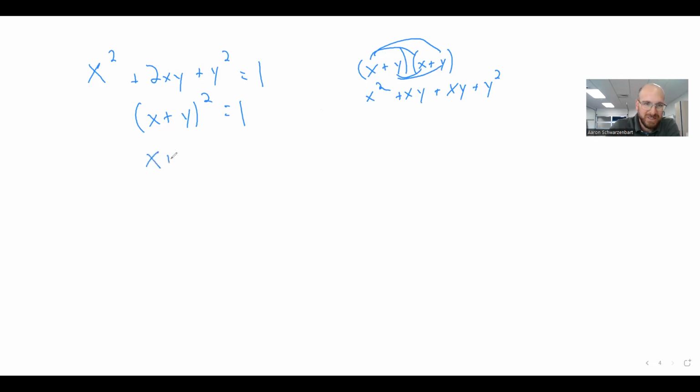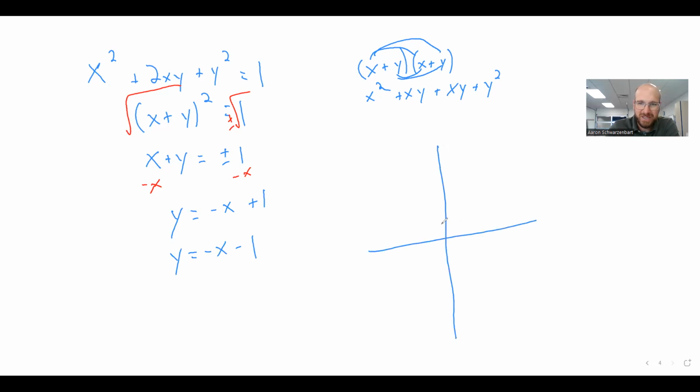To solve this, eventually I want to solve for y. I'm going to square root both sides. So I'll write that in here. When I impose the square root on something to solve, I must add the plus or minus. And to solve for y, I'll subtract x from both sides. Giving me two different equations here. Y equals negative x plus 1 and y equals negative x minus 1. Both of those are nice and easy to graph.